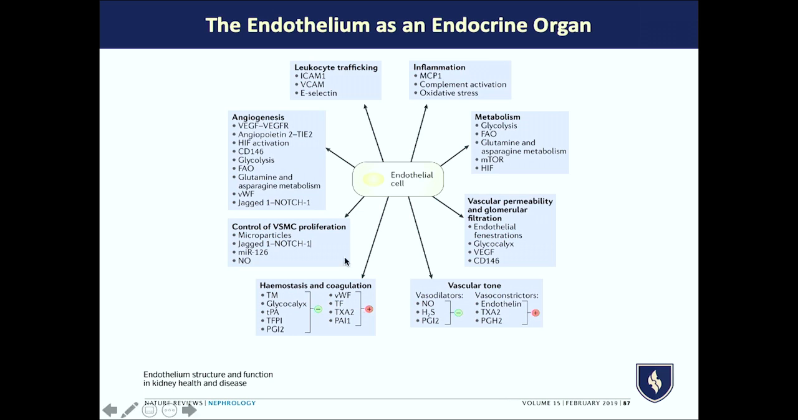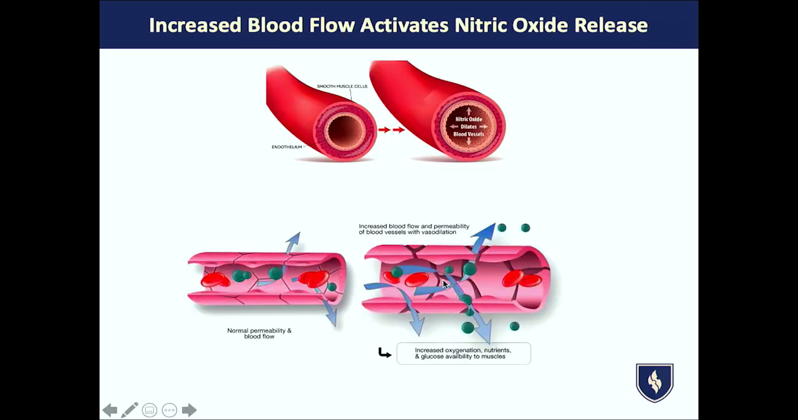And the simple fact is that the endothelium is an endocrine organ. And these endothelial cells have an impact on inflammation and white blood cell trafficking, angiogenesis, overall metabolism, and they can impact the vascular tone, they impact coagulation. So they play a really important role. And these vascular endothelial cells are really important because they really help with one of the most important releases, which is nitric oxide. And what releases nitric oxide is increased blood flow.